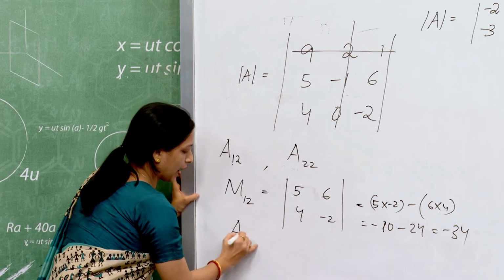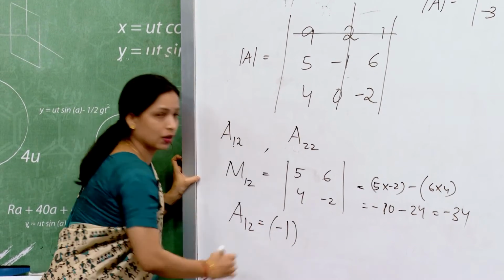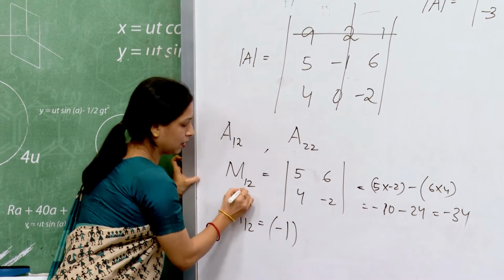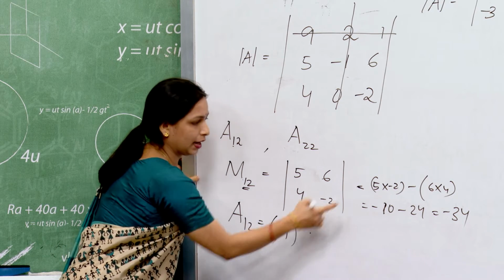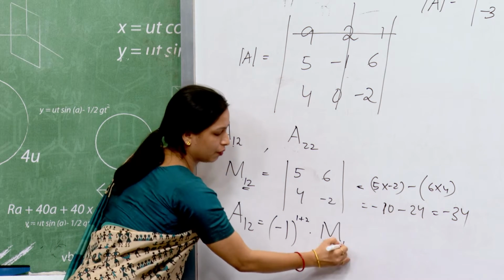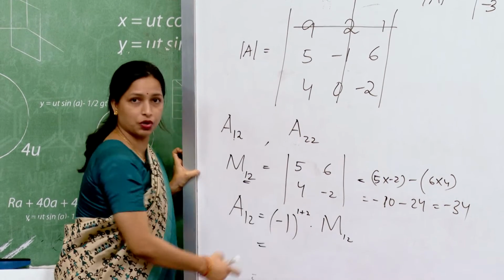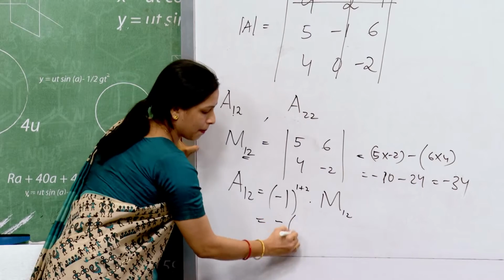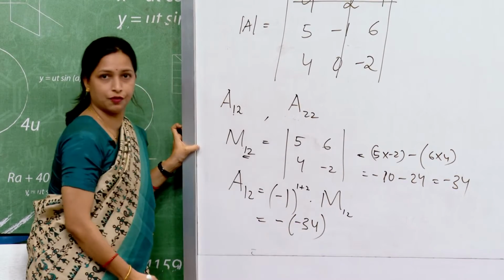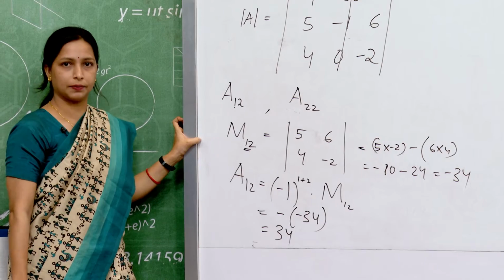Now, I have to find out the cofactor. So, the cofactor is minus 1 to the power of the position number, so 1 plus 2, into the minor of 1, 2. So, the sign will be minus 1 to the power 3, meaning minus sign. So, minus sign, M12 is minus 34. So, the cofactor will become plus 34, right.